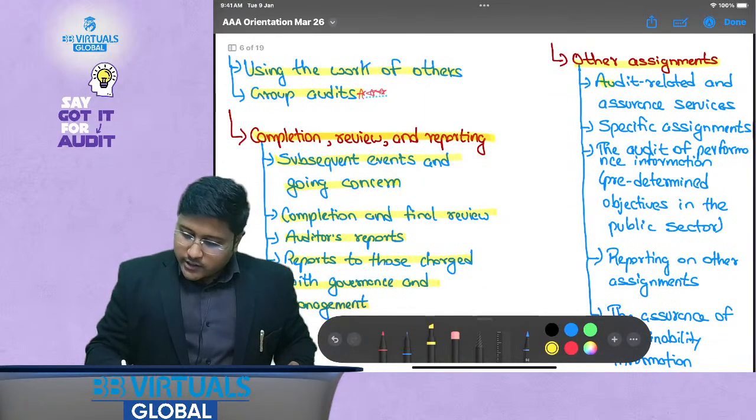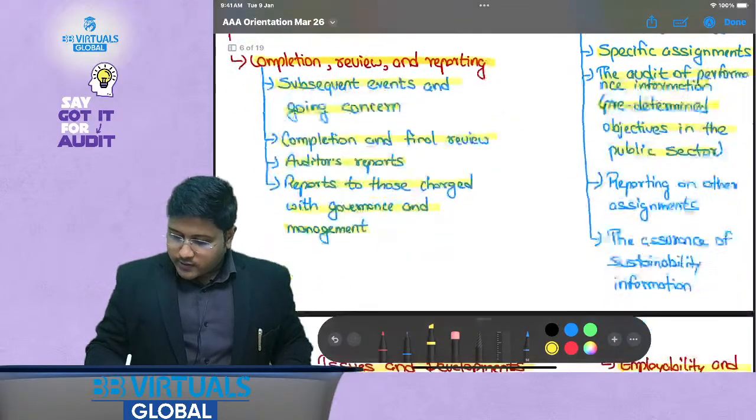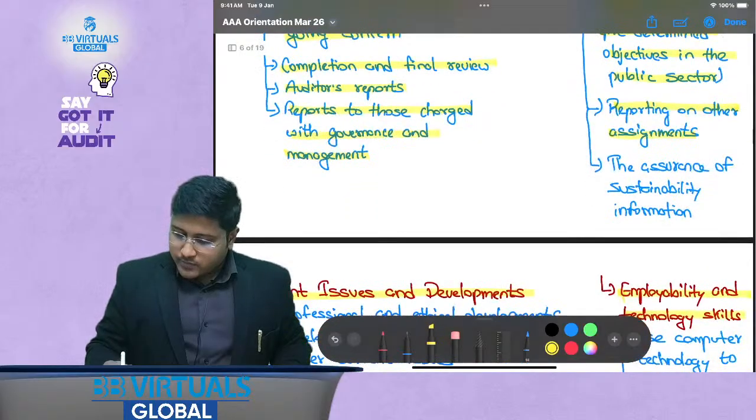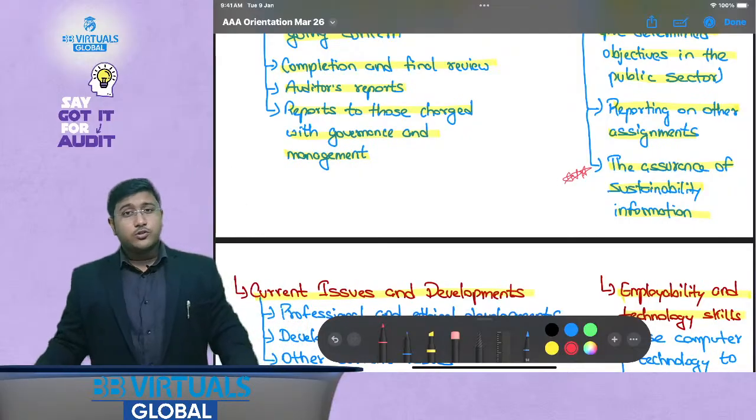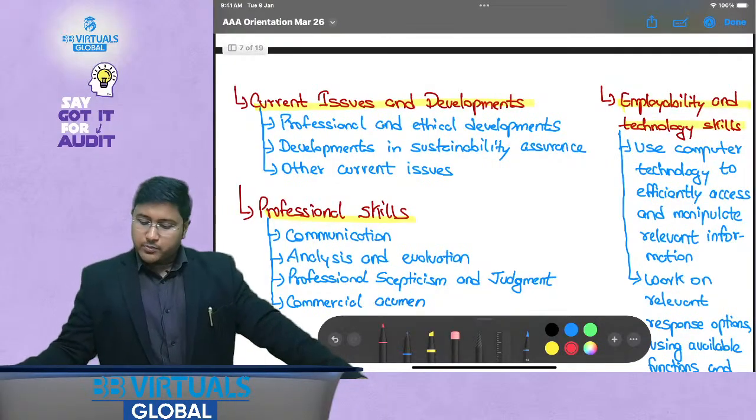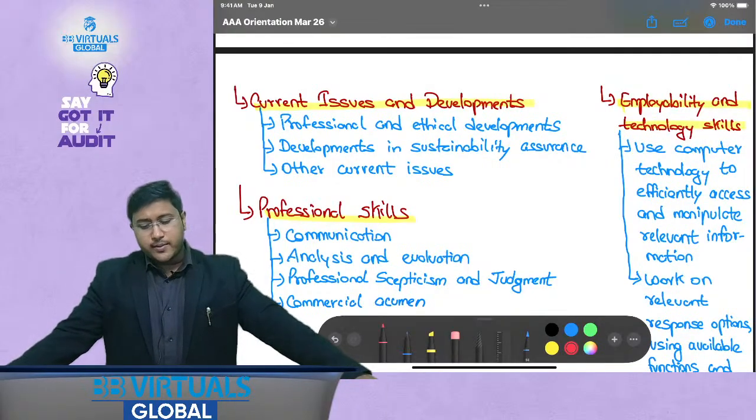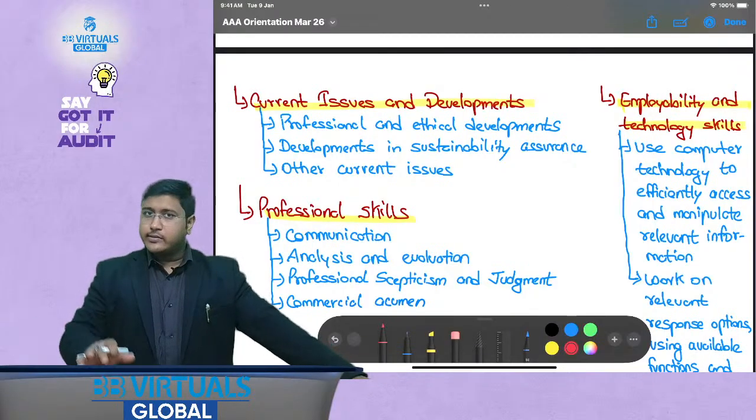So audit related and assurance services, specific assignments, audit of performance information, predetermined objectives in public sector, reporting on other assignments, the assurance of sustainability information. Now this is also a little new topic, so it might be relevant for your examination also. So we will study everything very, very clearly. Then there are current issues and developments, professional skills that we already discussed, and employability and technological skills. So we are going to prepare for it in summary over here.